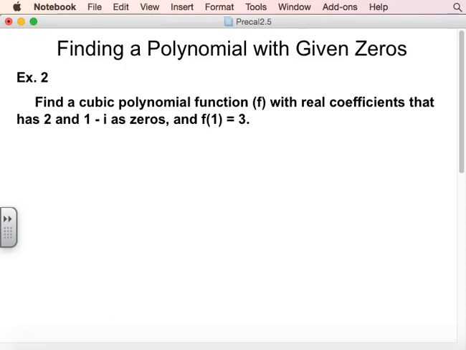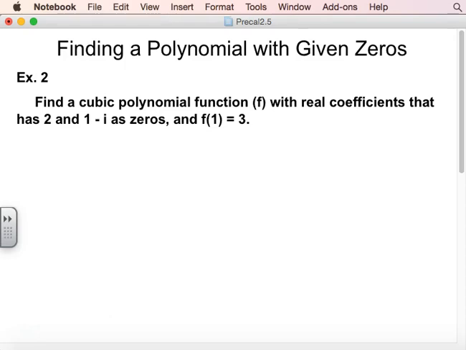So right here, we want to find a polynomial when I tell you the zeros. All right, so it says find a cubic. Cubic means x to the 3rd, that tells us the degree is going to be 3. A cubic polynomial function f with real coefficients, so that 2 and 1 minus i are zeros. And f of 1 has to equal 3. So when we plug in 1 to the function, we want it to spit out 3.